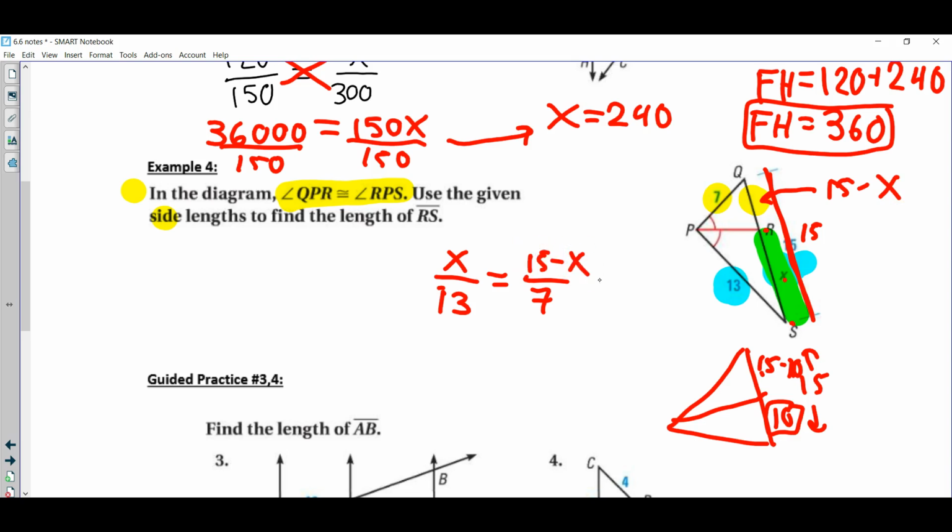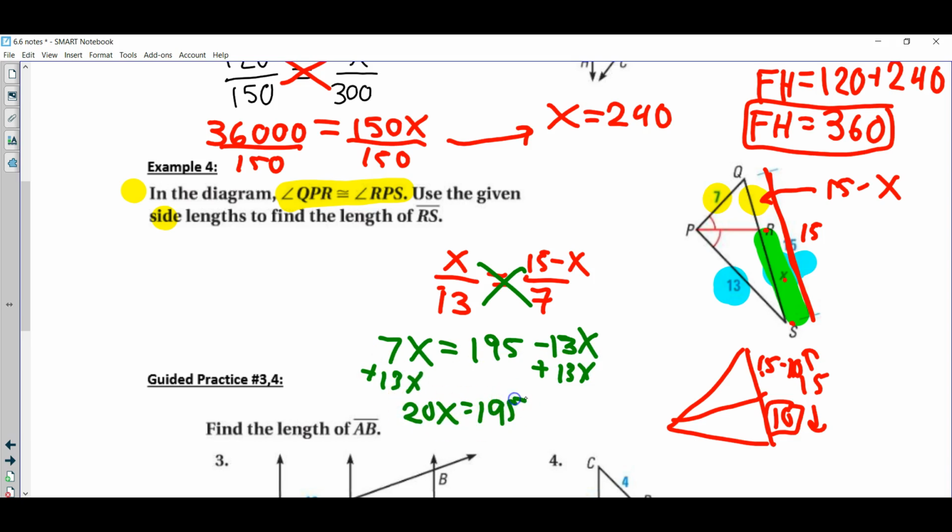And now we have something we're able to solve. So now we can begin our cross multiplying. We're going to get 7x equals, be careful here, you need to distribute this. So the 13 gets multiplied to the 15, which gives you 195. 13 times negative x is going to be, if I can write it correctly here, negative 13x. Now we're just going to do the algebra. So the algebra quickly, we're going to get 20x equals 195.